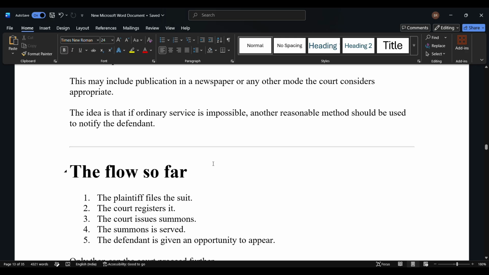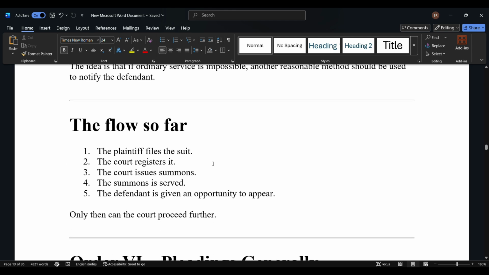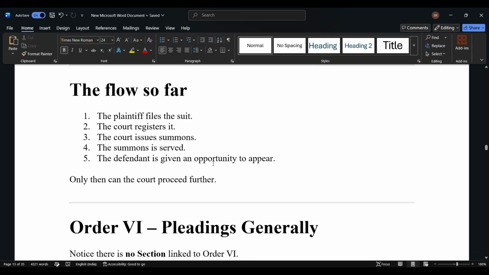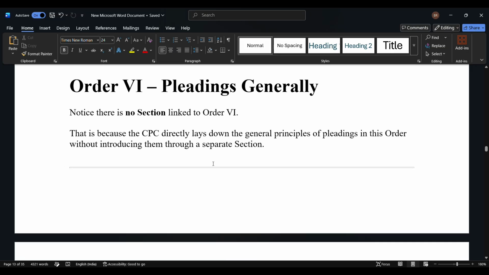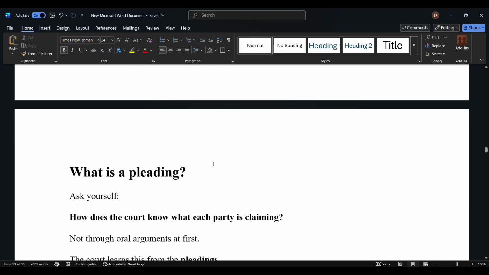The flow so far: the plaintiff files the suit, the court registers it, the court issues summons, the summons is served, the defendant is given an opportunity to appear. Only then can the court proceed further. Order 6. Pleadings generally. Notice there's no section linked to Order 6. That is because the CPC directly lays down the general principles of pleadings in this order without introducing them through a separate section. What is a pleading?